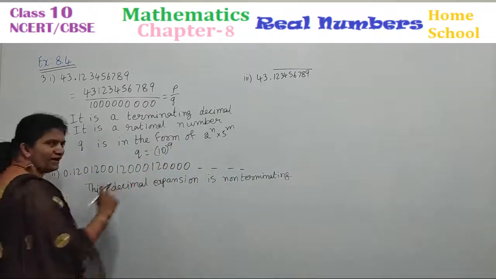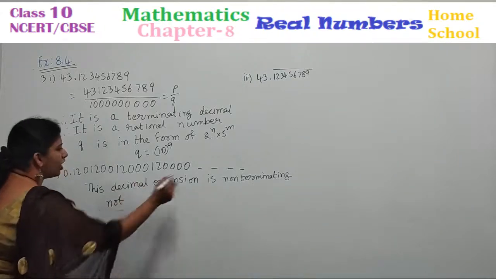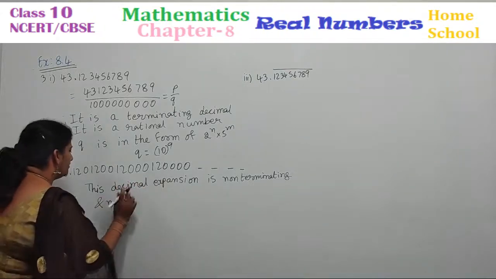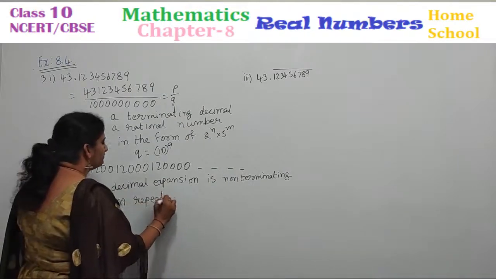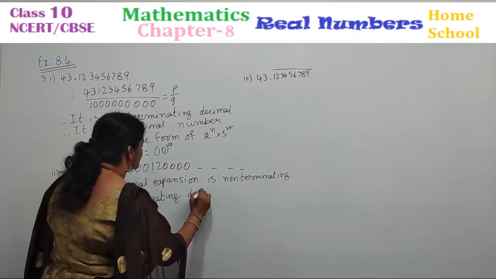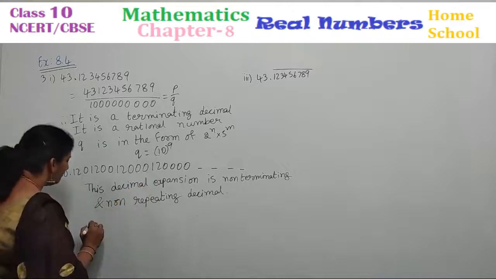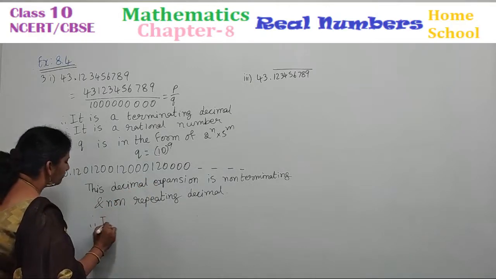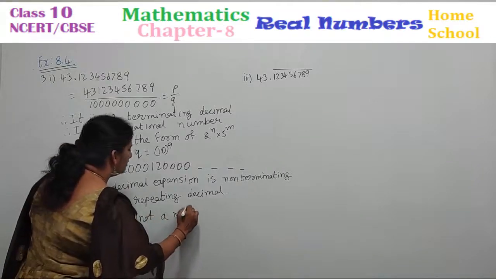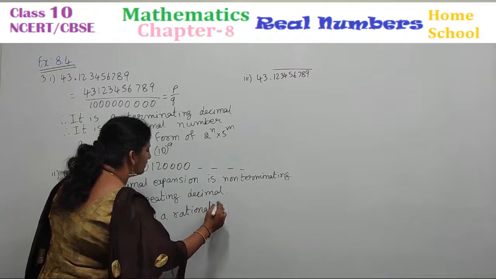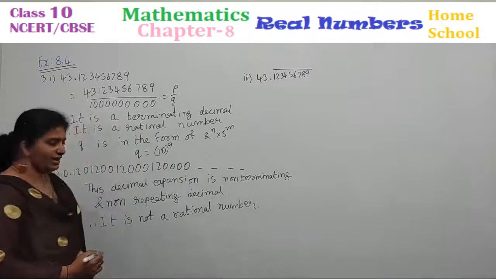Non-terminating, is it recurring or repeating? No, it's not repeating. Therefore, it is a non-terminating and non-repeating decimal expansion. If it is non-repeating and non-terminating, we can say that it is not a rational number. We cannot convert this into a rational number. It is an irrational number.